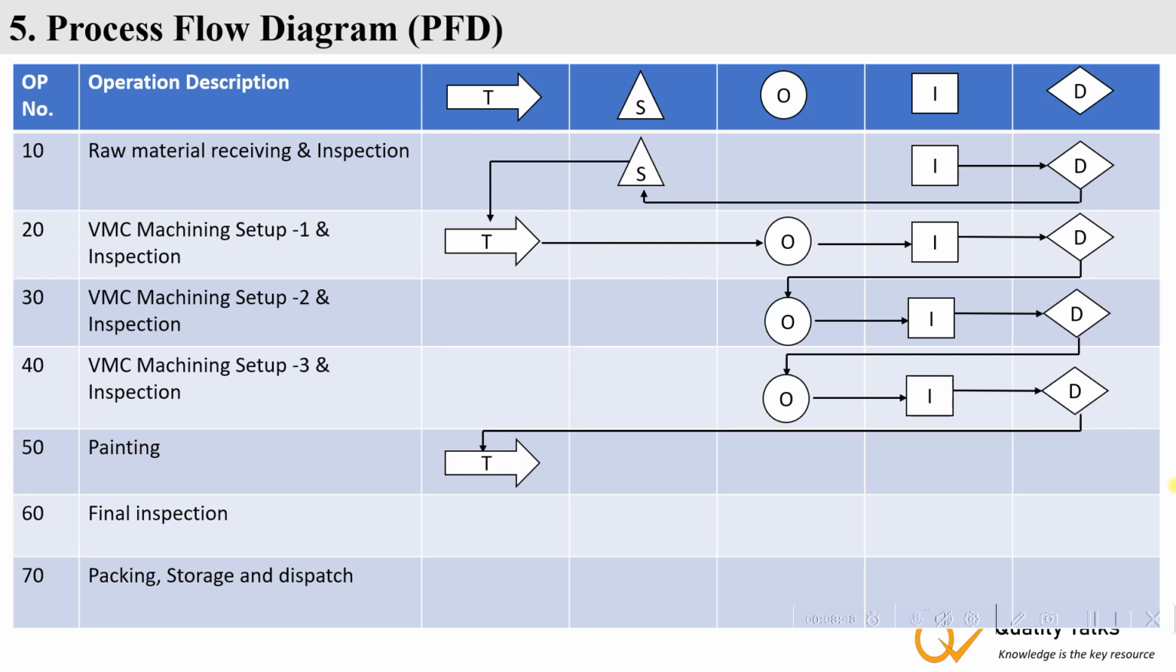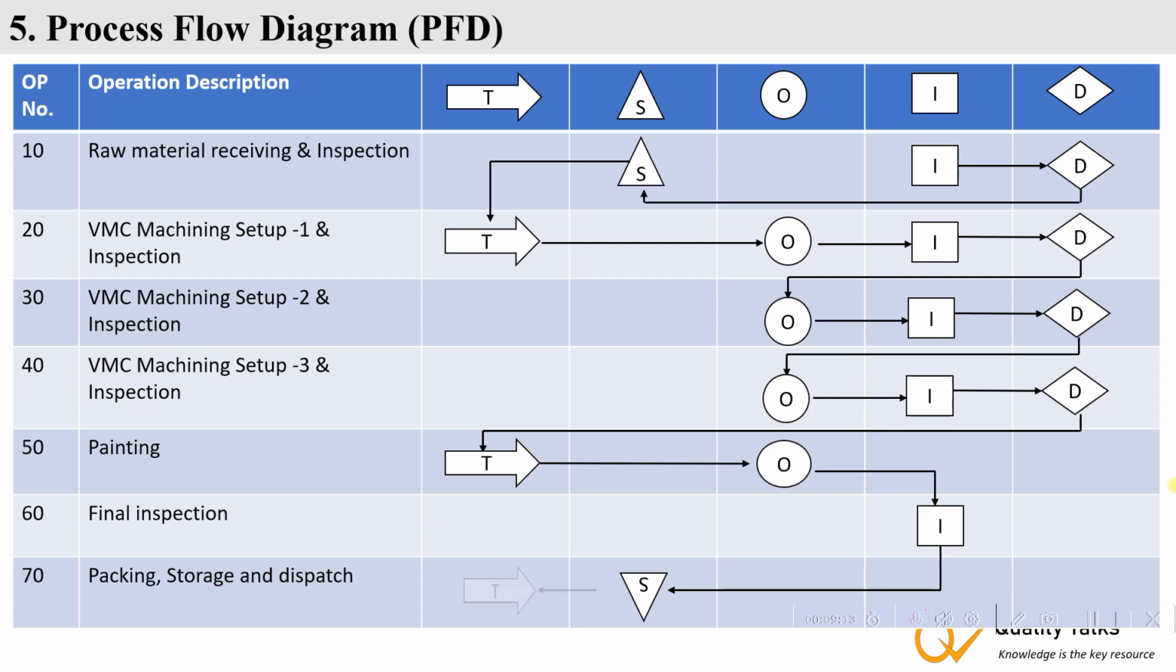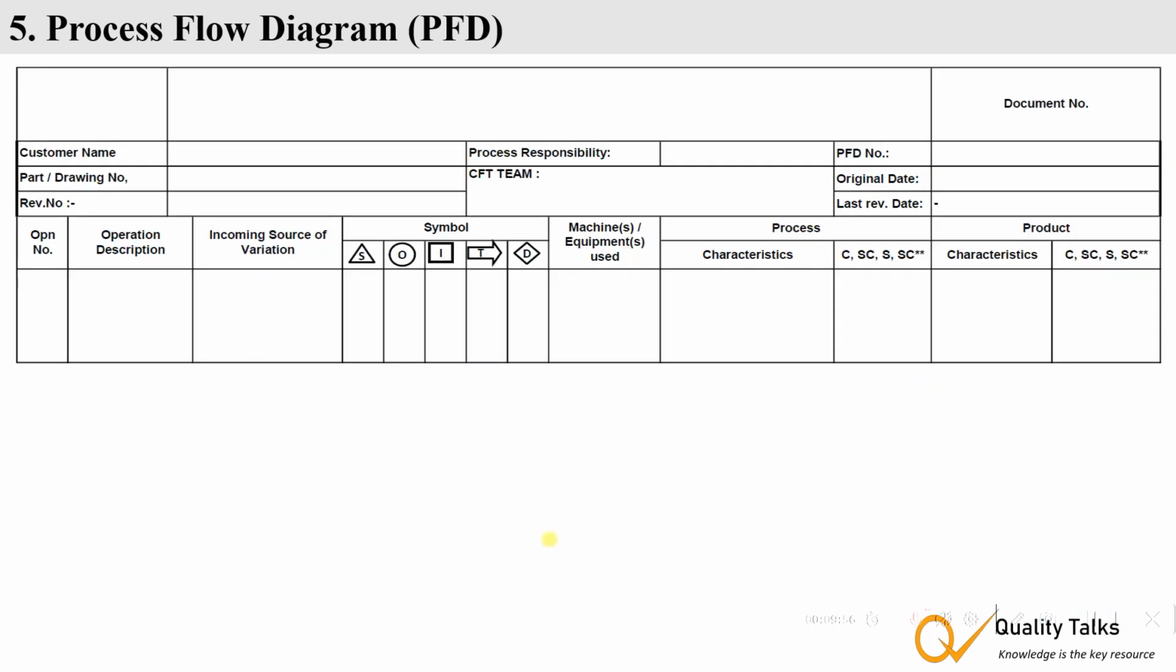Now material is being transported from machining line to paint shop. Here the operation of painting is being done. After painting, the part is going for the final inspection. After final inspection, all the OK parts are being stored as FG. And finally the parts are being transported to the customer. This is one of the sample PFD for your reference.